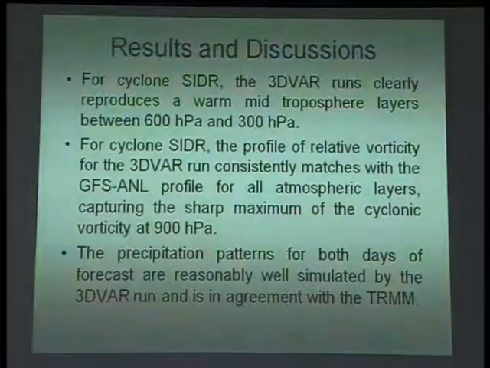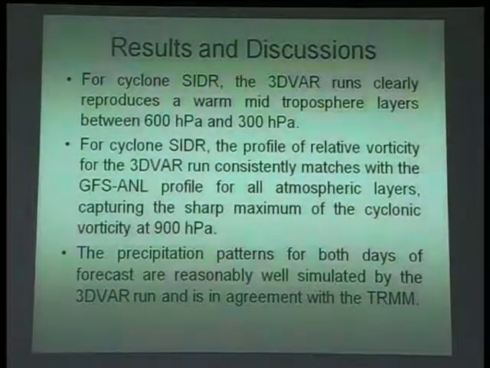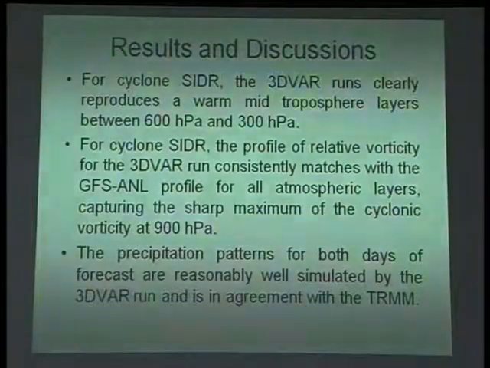So for the Cyclone SIDR, 3D-VAR clearly reproduces the warm core layer between 600 and 300 hectopascal. The profile of relative humidity and relative vorticity field also consistently matches the GFS analysis. And then the precipitation patterns are also reasonably well simulated by the model with ingestion of the Doppler radar data.